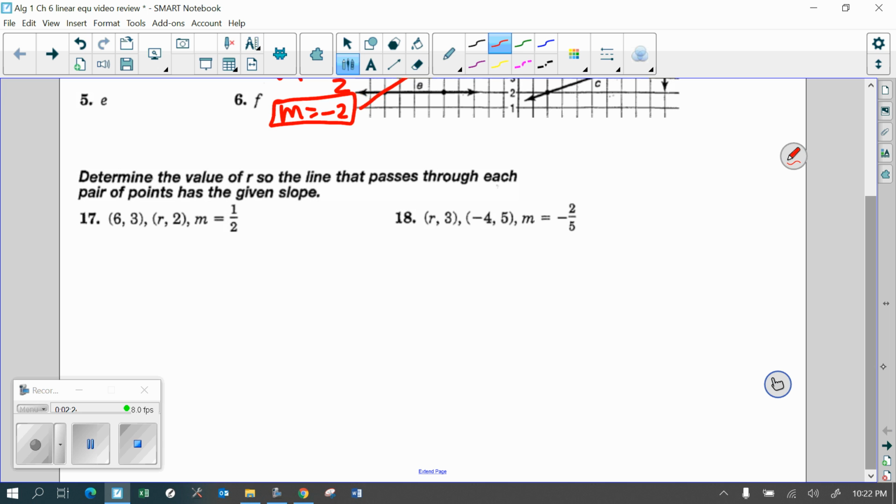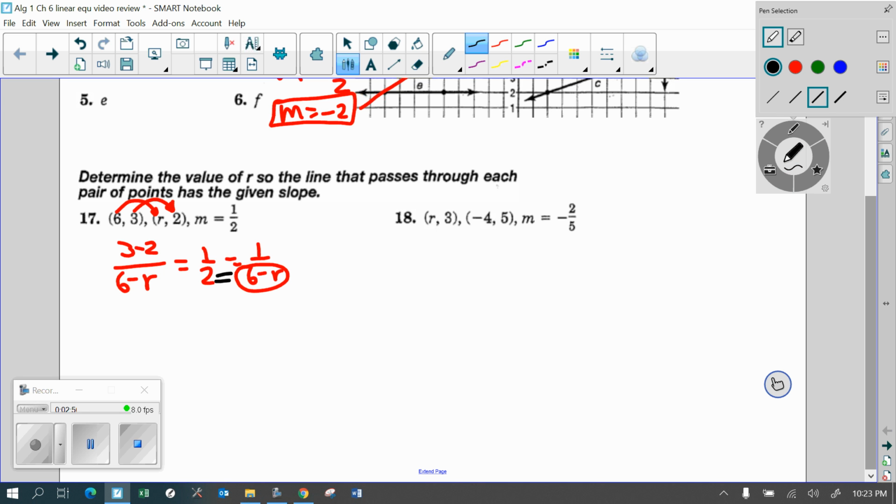Okay, down here, determine the value of r so the line that passes through each pair of points has the given slope. So we know it's change in y, 3 minus 2 over change in x, 6 minus r. I draw arrows showing that I'm going that direction, so I'm being consistent. I can't switch directions. That equals 1/2. Well, 3 minus 2 already is 1, so that means 6 minus r must equal 2. So now I know what to set the equation to. 6 minus r equals 2.